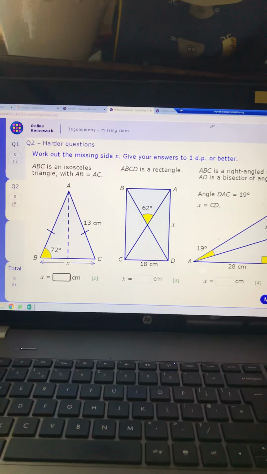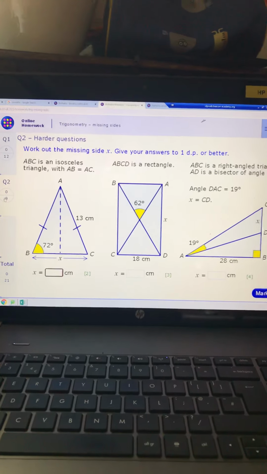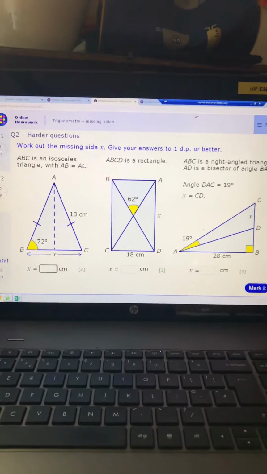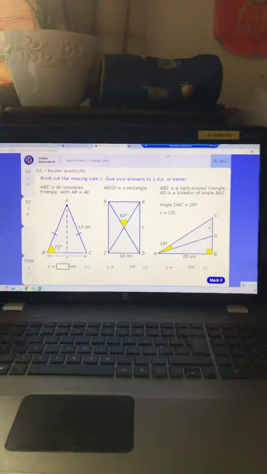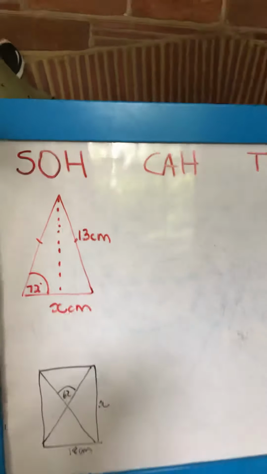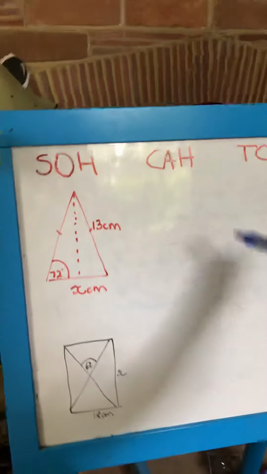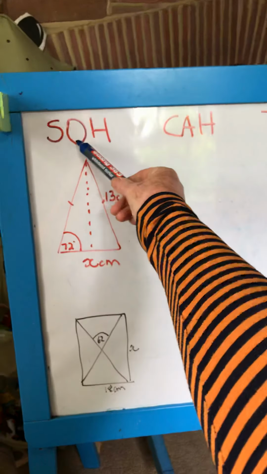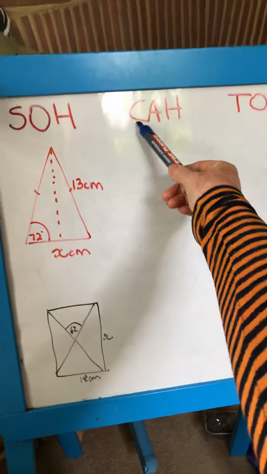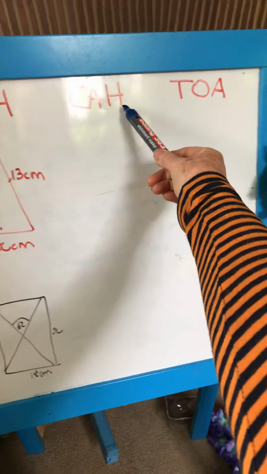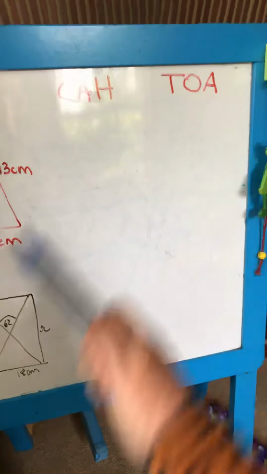Everybody. Lots of you are struggling with the second set of questions, the harder questions using trigonometry. So I'm going to give you some pointers without telling you the actual answers. Set up your page with your ratios at the top. So sine equals opposite over hypotenuse, cosine is adjacent over hypotenuse, and tangent is opposite over adjacent.